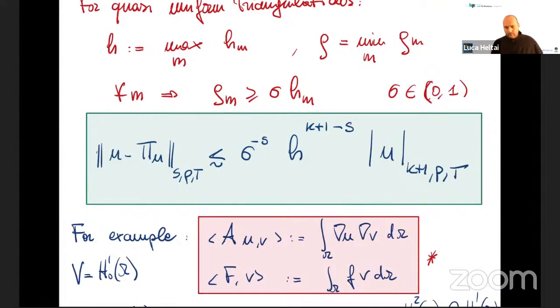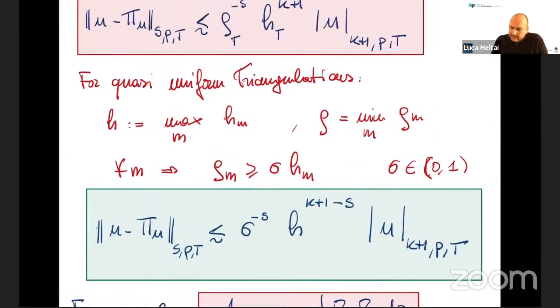Okay, so it's correct that if I increase the degree of the polynomial from one to two, I observe, for instance, 1.5 convergence. Yes, and it is exactly 0.5. Correct. It is exactly correct. And the reason why it is exactly correct is that the assumption that we have over here is that the exact solution is in H^(k+1).